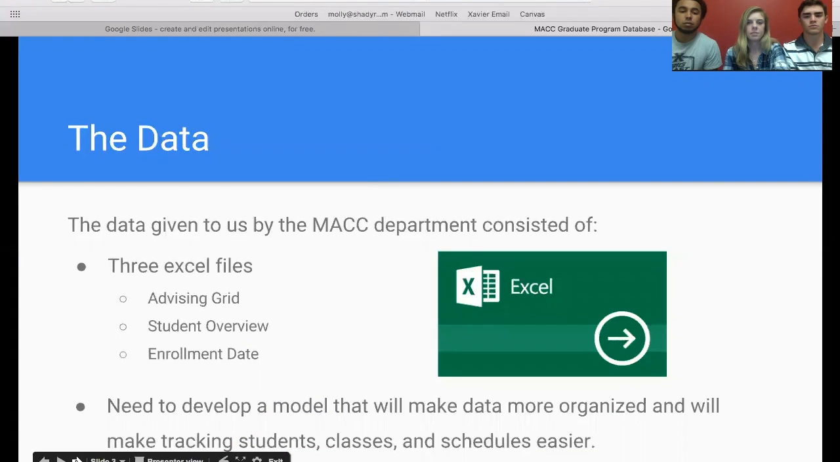The data given to us by the MAC department consisted of 3 Excel files. The first Excel file was the advising grid. This gave us their student name, their graduation date, the major before entering into the MAC graduate program, and the courses they are taking in the program. The student overview gave us the total credit hours they have taken, their total courses they've taken, the classes for either business, non-business, or accounting majors before entering into the program, and they also gave us the enrollment dates. We needed to develop a model that will make the data more organized and will make tracking students, classes, and schedules easier.